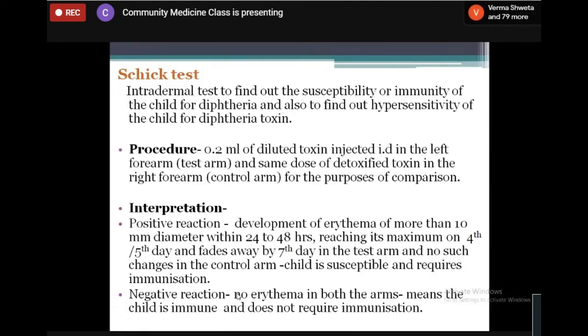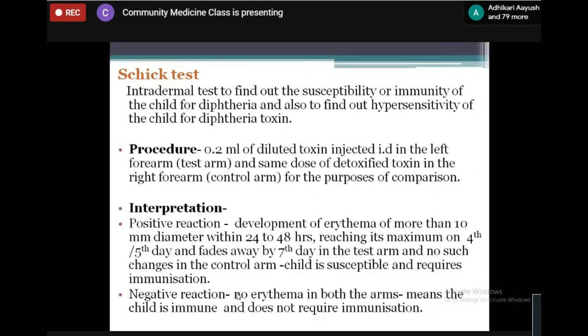So how is it done? First, you give 0.2 ml of diluted toxin. This diphtheria toxin is diluted, and 0.2 ml is injected intradermally in the left forearm, and it is the test arm. Now, here you have injected the toxin, so it's a test arm, and the same dose of detoxified toxin, which no longer has the toxic effect once you detoxify it, 0.2 ml, is injected in the other, that is the right forearm, and it is considered the control arm.